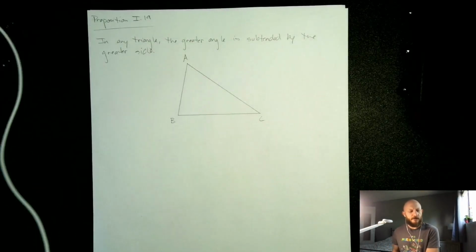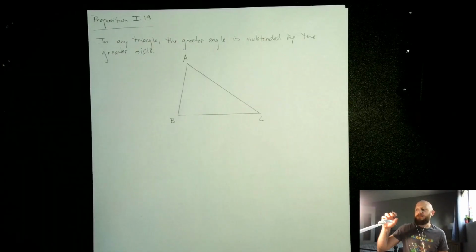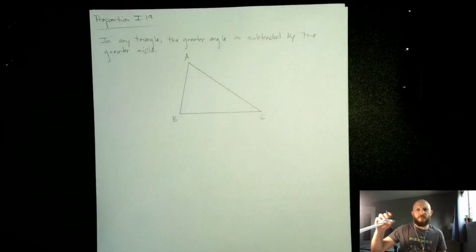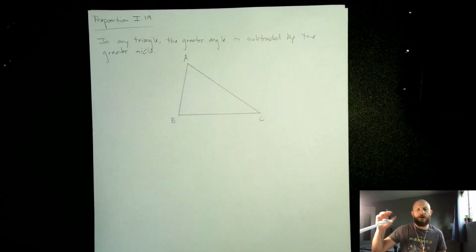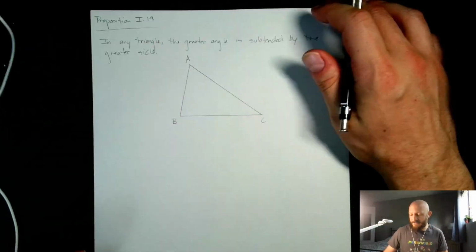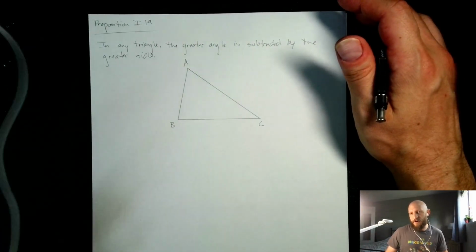All right, so Prop 19 is closely related to Prop 18. And if this is maybe your first time being introduced to mathematical rigor, it might seem a little bit redundant. It might seem a little bit strange, Prop 19. So Prop 19 says in any triangle, the greater angle is subtended by the greater side.